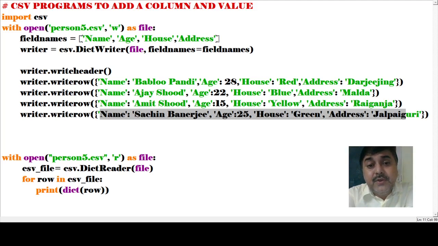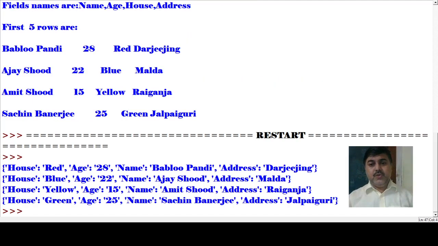So person5.csv, with 'w' meaning write mode. When we give it the write mode, this is the pattern we are working with and implementing. Now let us see the output we get from here. See the output: in this output, these are the values that we have inserted.